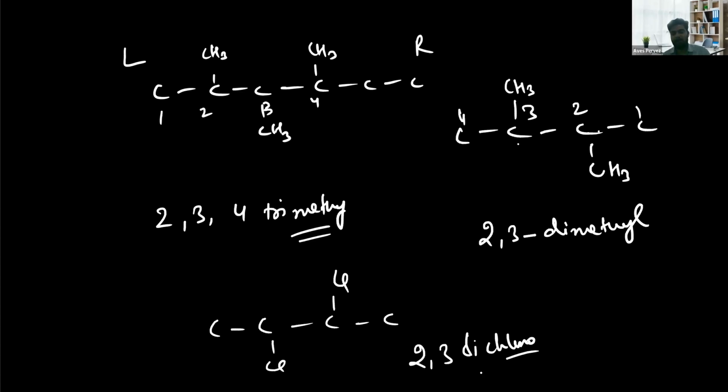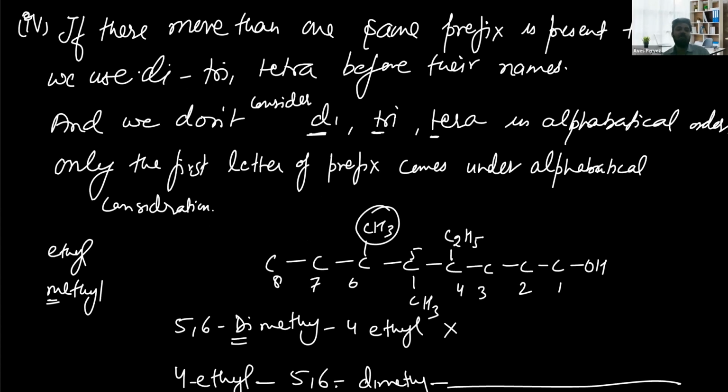So what will you write here? If more than one same prefix is present, then we use di if it is present 2 times, tri if it is present 3 times, and tetra if it is present 4 times. So we use di, tri, tetra before their names, and we don't consider the D of di, the T of tri, and the T of tetra in alphabetical order.